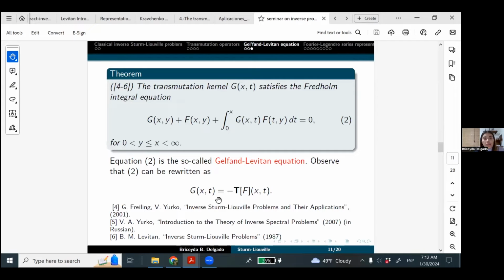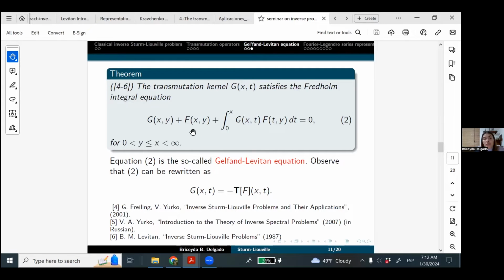Now this is a famous result. It's called the Gelfand-Levitan equation. This is equation 2. And it tells us that the transmutation kernel G satisfies the following Fredholm integral equation. So this G is the transmutation kernel, and F is the function that we saw previously that contains the information of the spectral data.